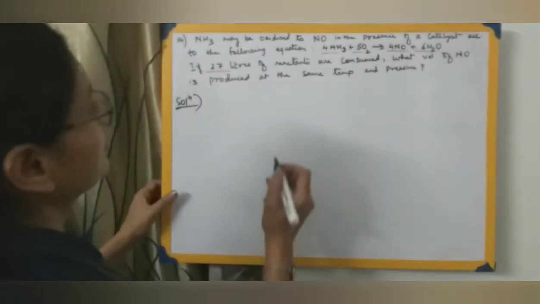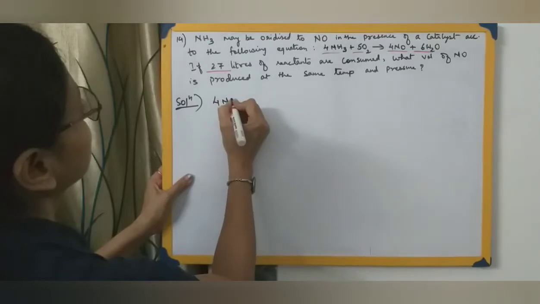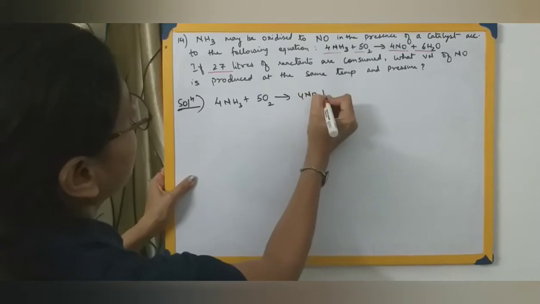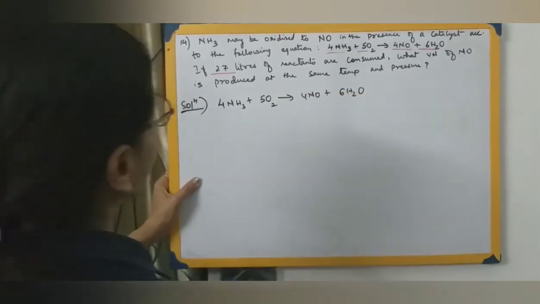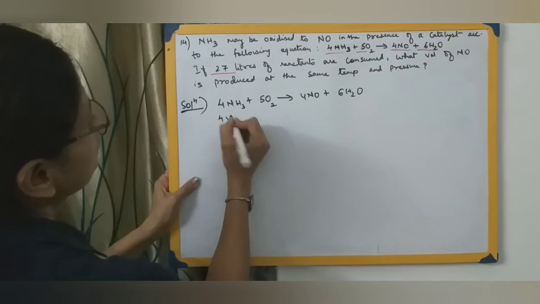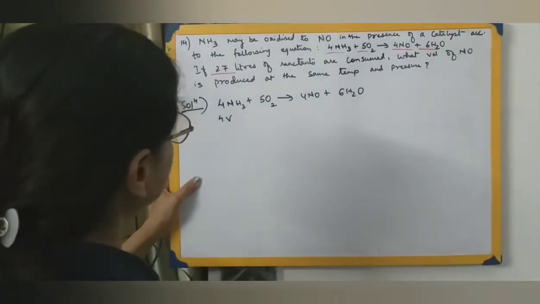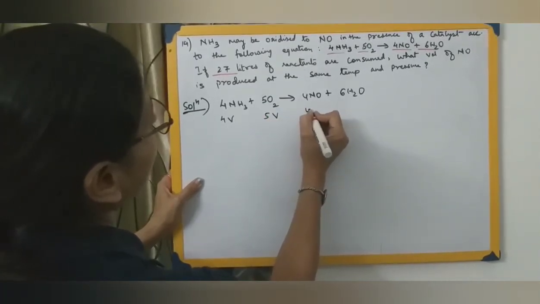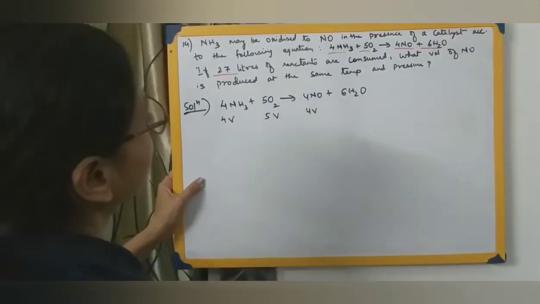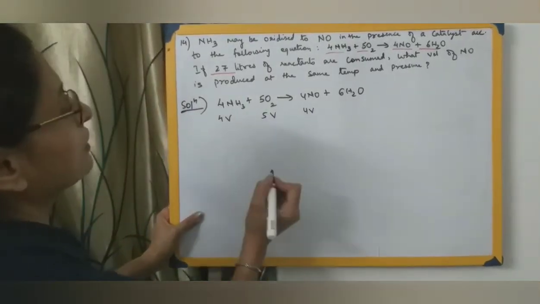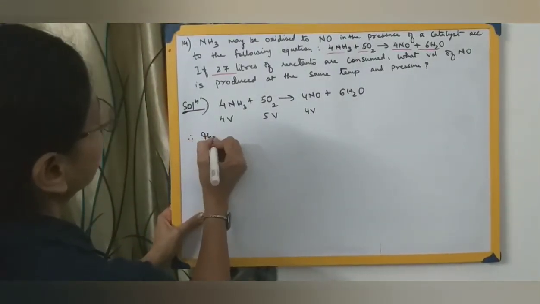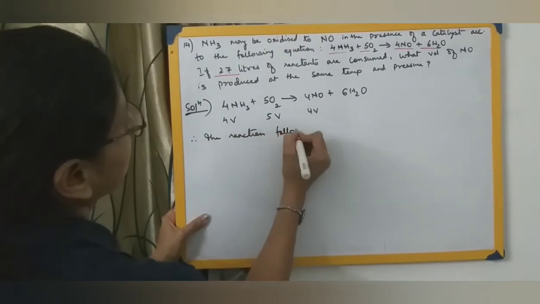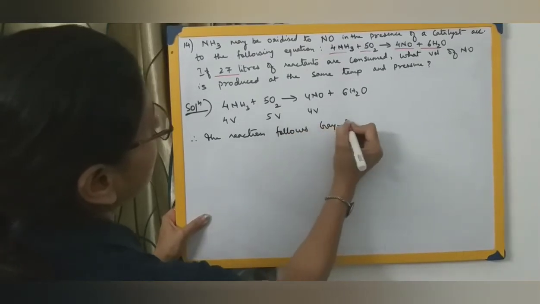First, the same step: 4NH3 plus 5O2 gives 4NO plus 6H2O. So 4 volume, you can write in short V, or VOL, or full, anything that you want. There is no rule as such. We don't have to write anything for water that is in the liquid state. Then the reaction follows Gay-Lussac's law.